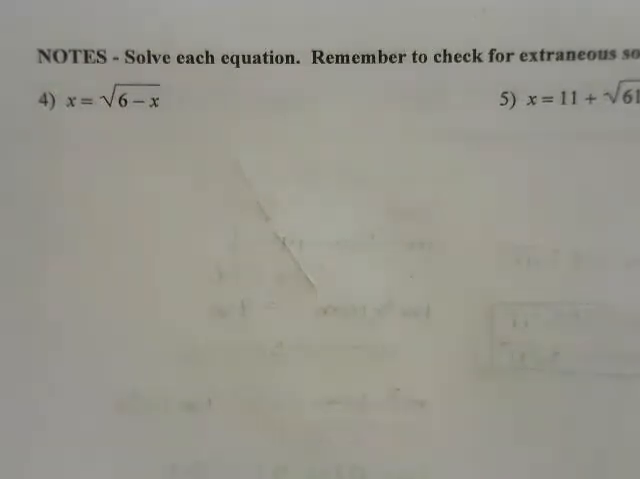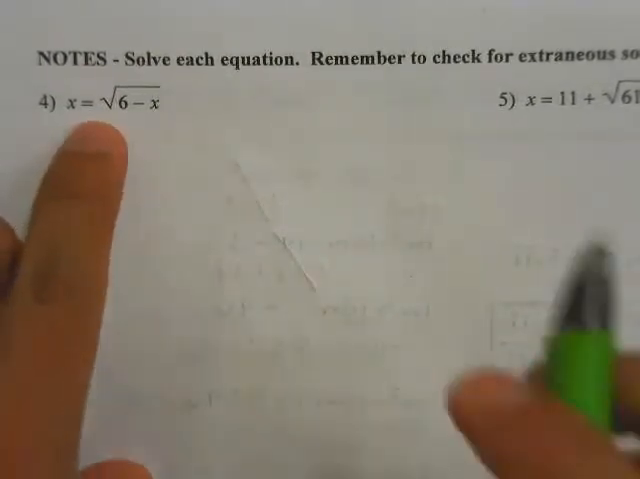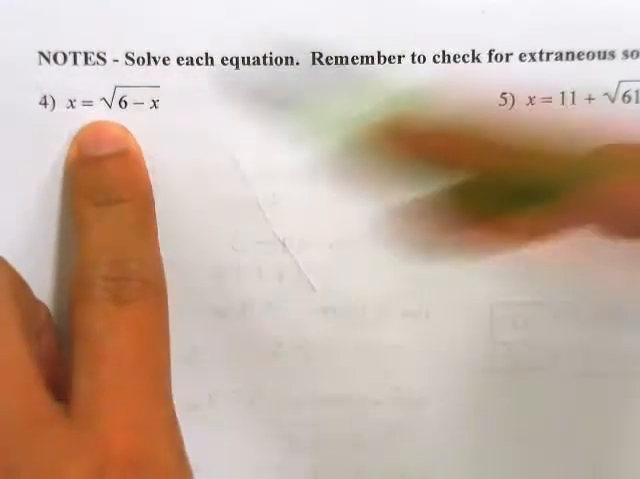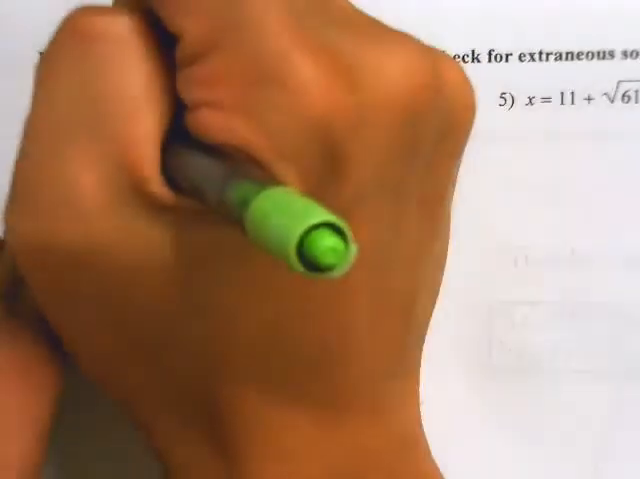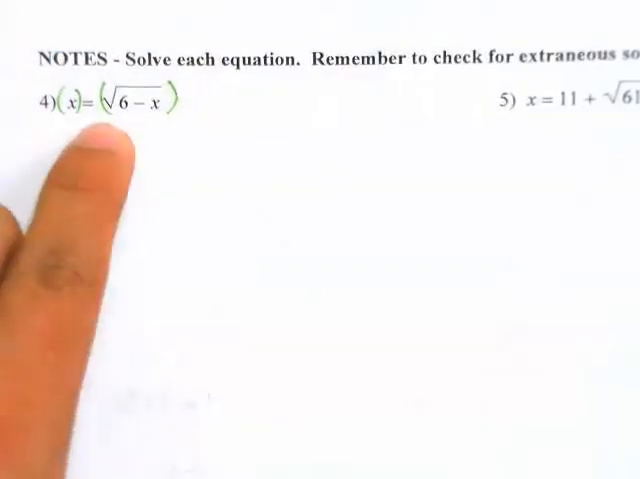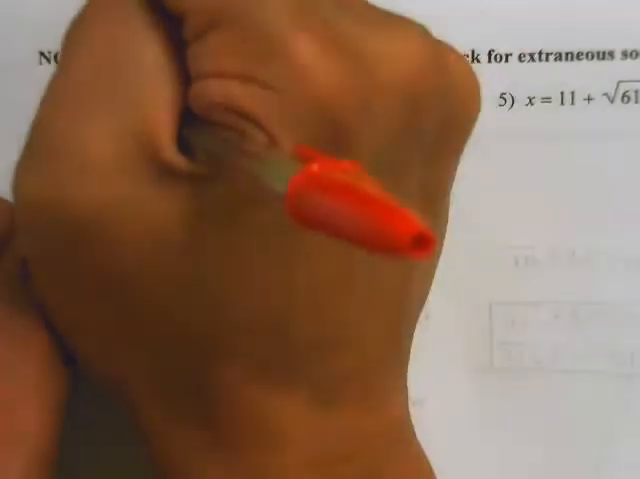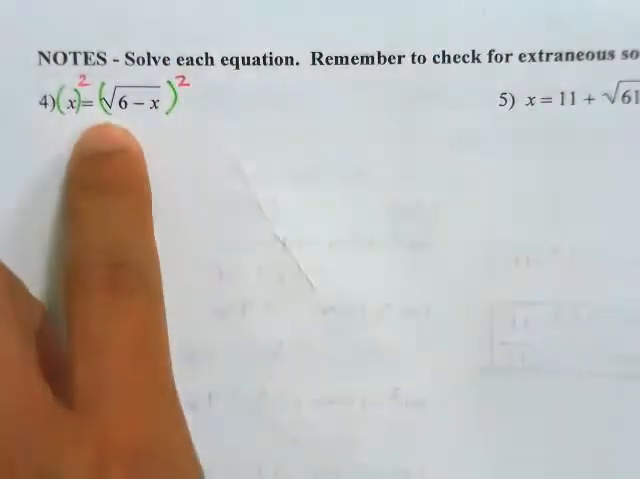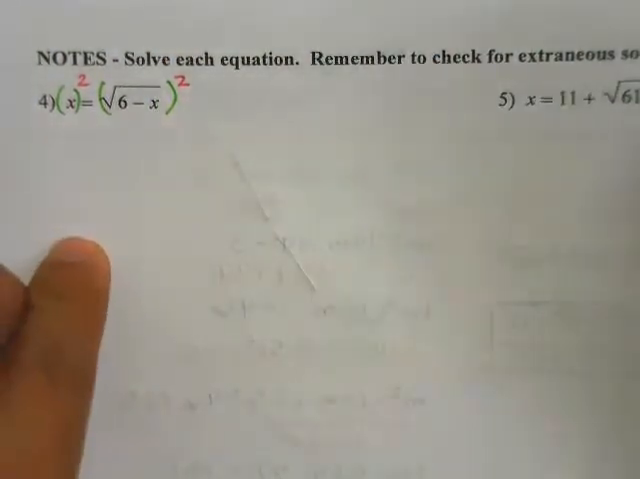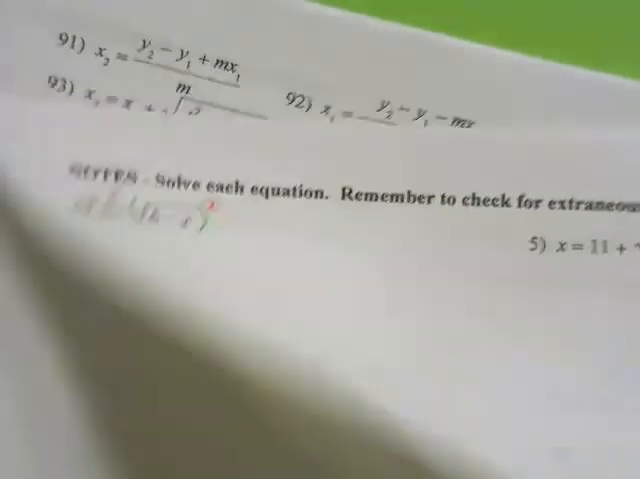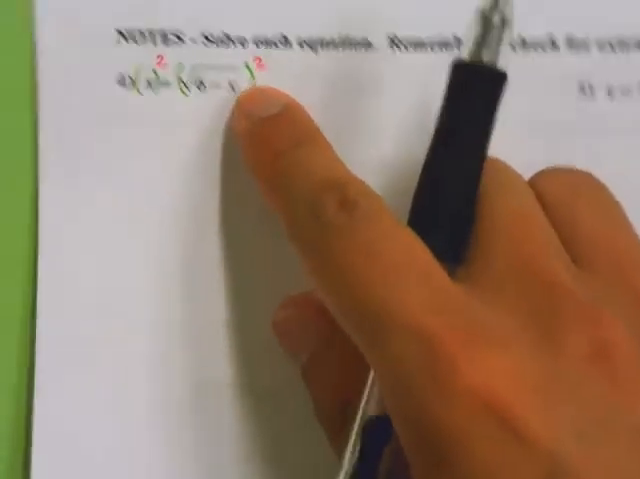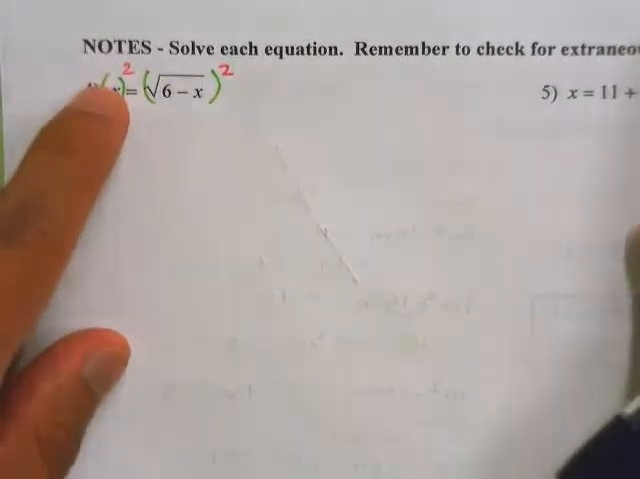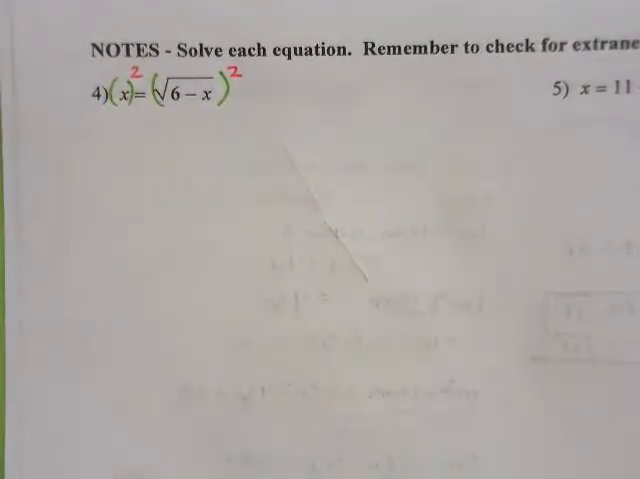Let's start with number 4. X equals square root of 6 minus x. When you have the radical, the square root by itself, we're going to undo it. To undo a square root, you're going to square both sides. So in the previous part, to undo a square, you're going to square root both sides. Now it's going to be the opposite. To undo a square root, you're going to square both sides. So squaring meaning put it as an exponent of 2.